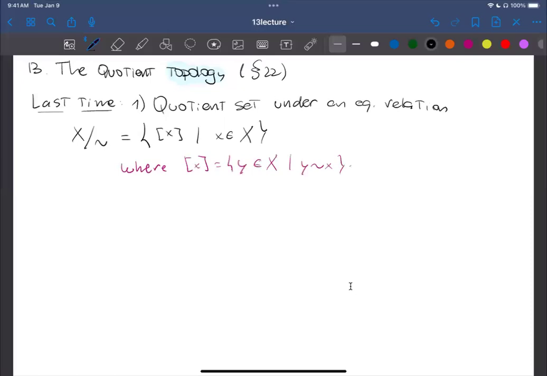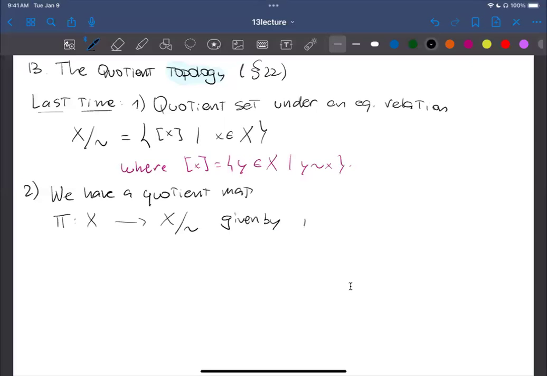We have the quotient set, but it's not that useful if we don't consider the quotient map. Most of the time, I'm going to denote it by pi. It's a map going out of X to the quotient, which is given by pi of x is going to be the class of x. So of course, this map is going to be surjective because in the quotient set, everything is a class. That's by definition.